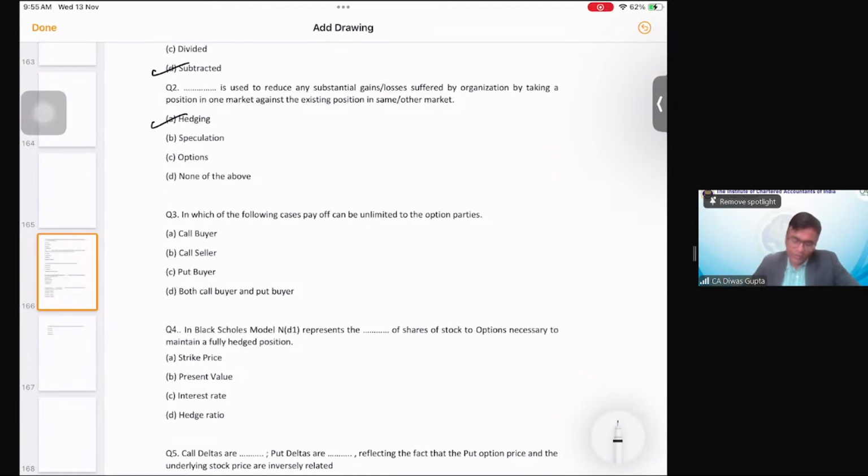In third question, in which of the following cases payoff can be unlimited to the option parties? This is a tricky one.